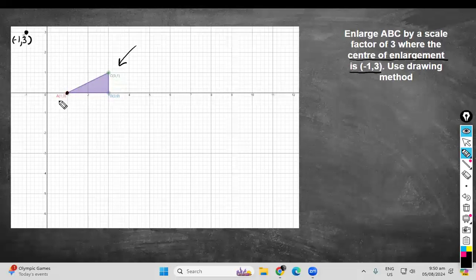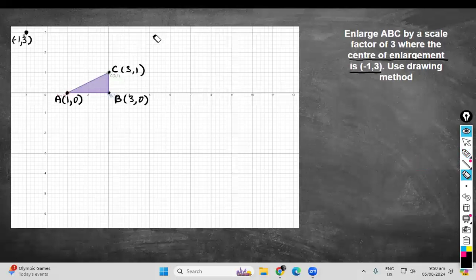And I have point A here. I'm going to write back everything. Point A is (1, 0). Point C is how much? (3, 1). And point B is (3, 0).